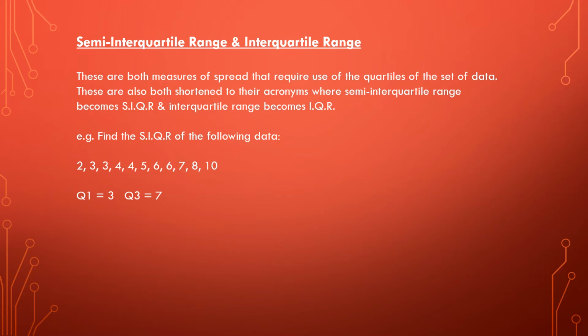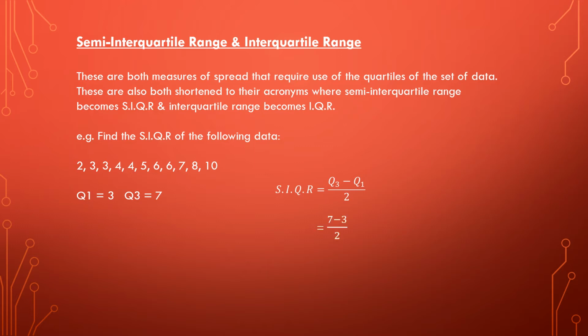Similarly, we're going to ask you to find the semi-interquartile range, and so all we're doing here is thinking about what is the semi-interquartile range. Well, it's just the interquartile range divided by 2. Where we see the word semi, you think about semicircle, it's just half of a circle. So here, the semi-interquartile range is just half of that interquartile range.